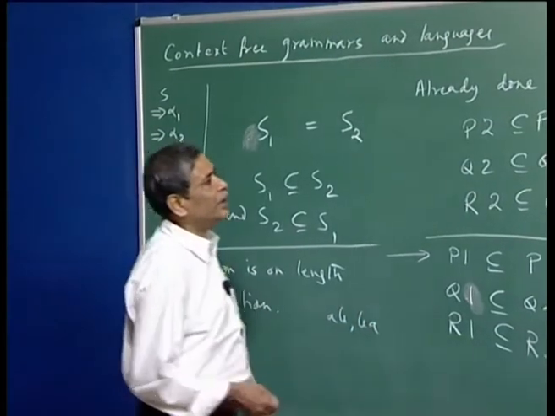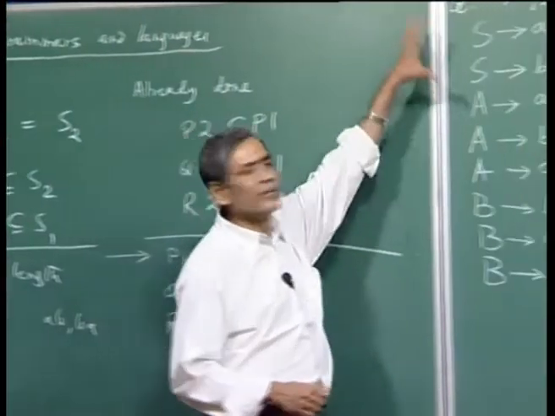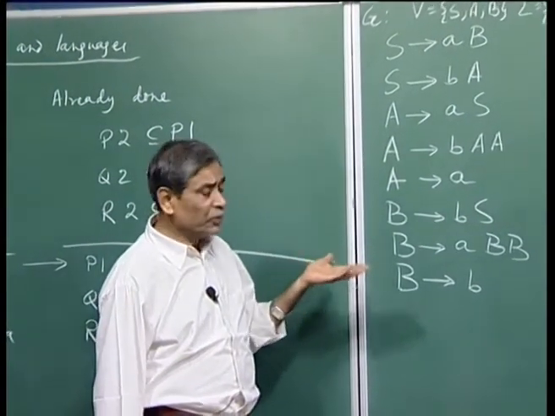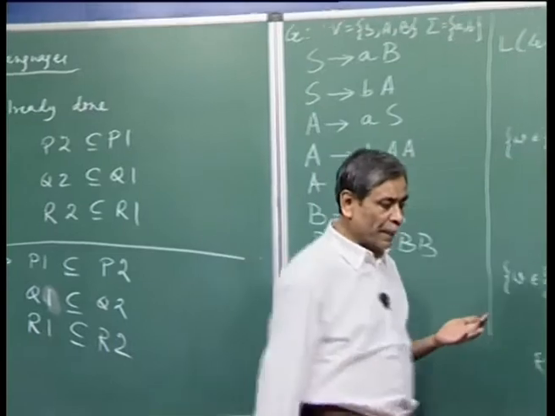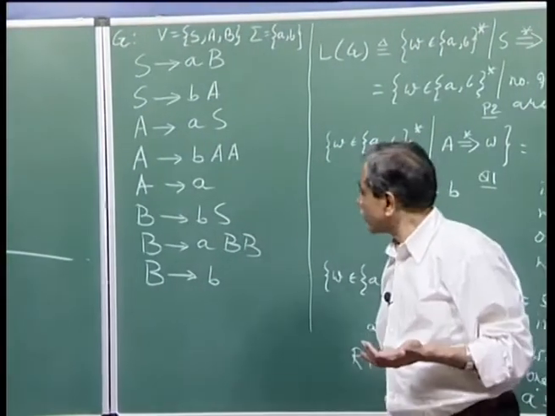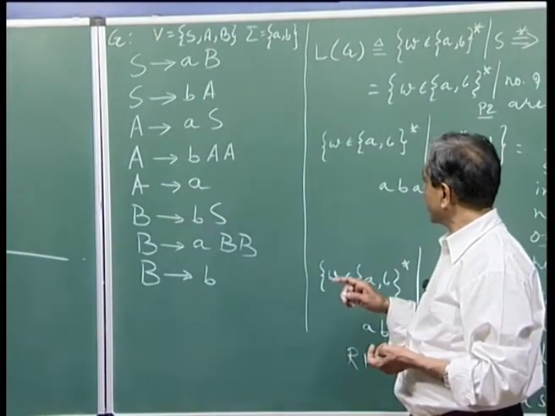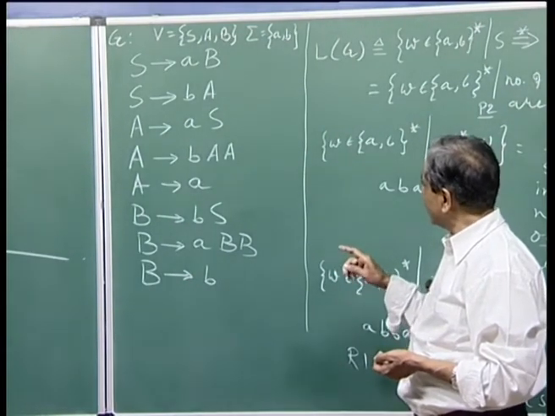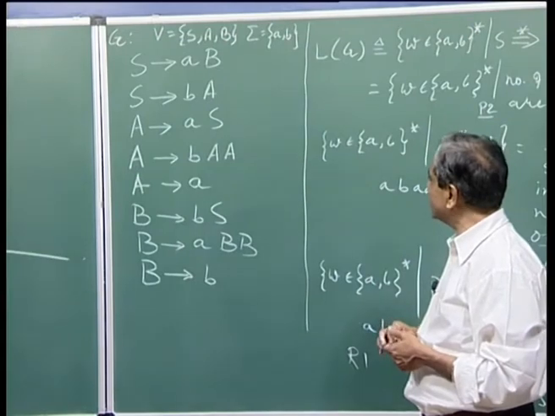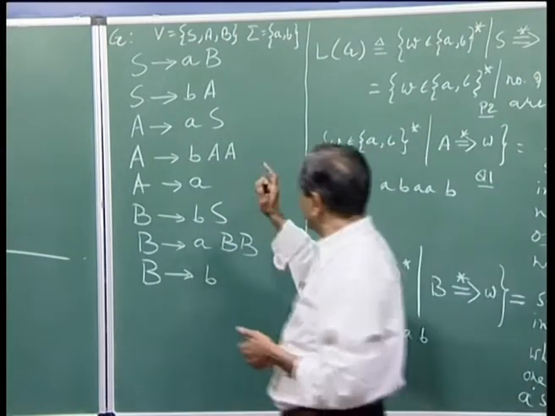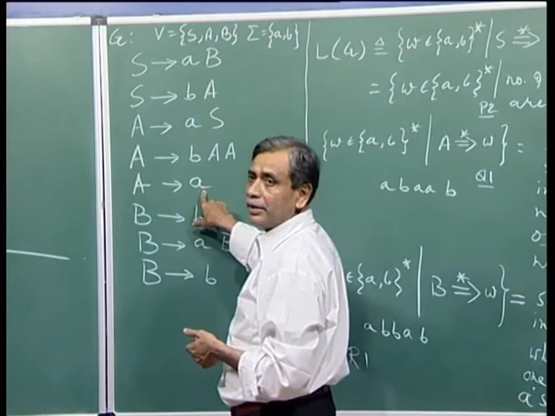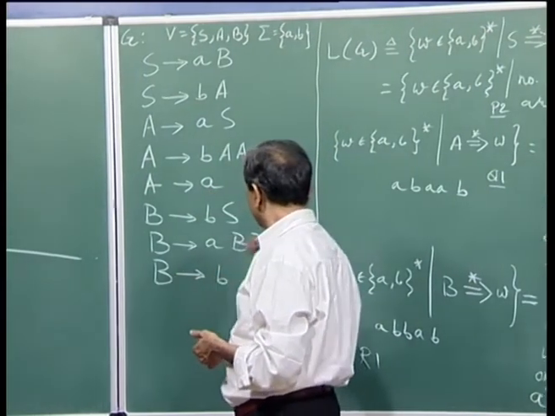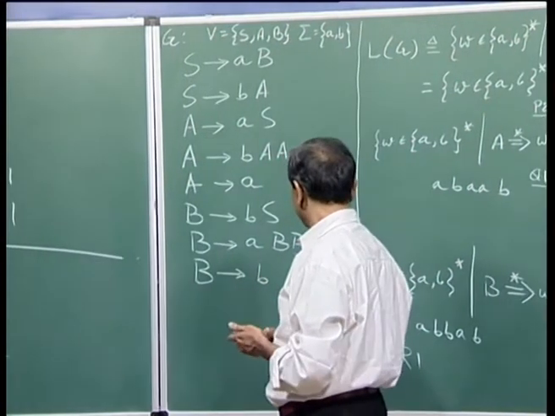And you can verify that both of these can be derived from S, right? And for now, if we want to do everything from length, so let us say that for capital A also, we can derive in one step the terminal string small a. Similarly, for B, in one step I can derive a terminal string b.